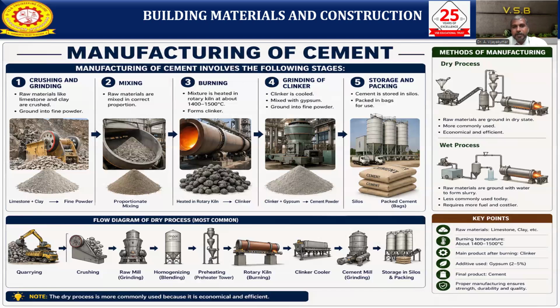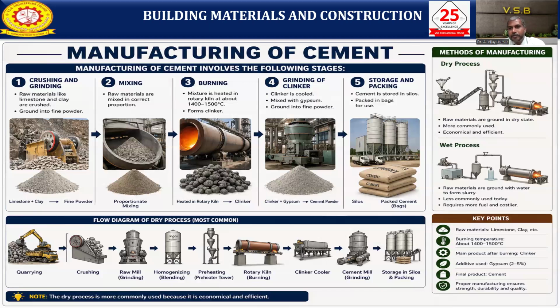The next step is grinding of the clinker. When the clinker is a bit cooled, during grinding we add gypsum. When you use the gypsum, the quick setting time is controlled. Finally, it is ground into a fine powder. Then comes storage and packing. The cement is stored in large silos, then packed into cement bags for normal construction purposes. These are the sequence of steps in cement manufacturing.